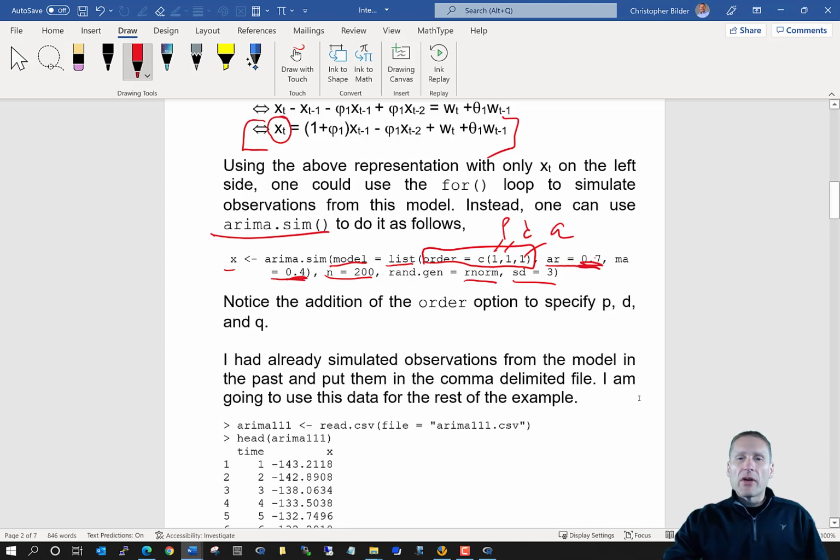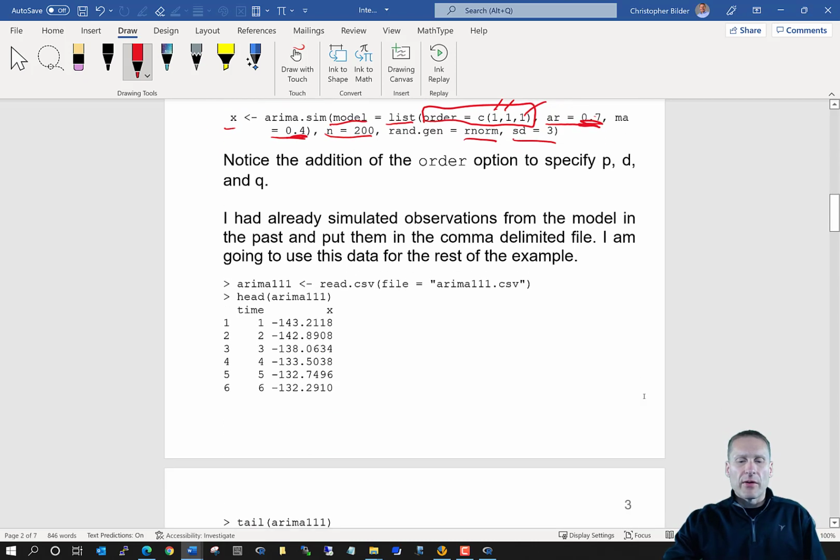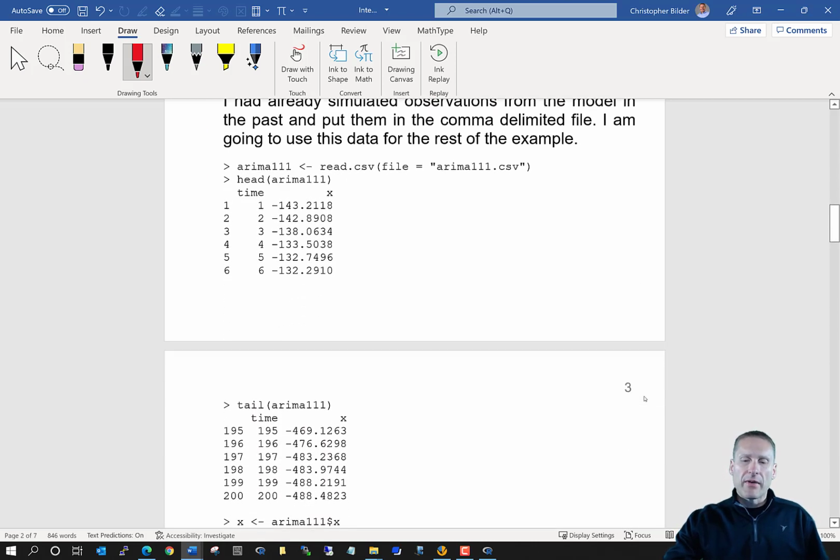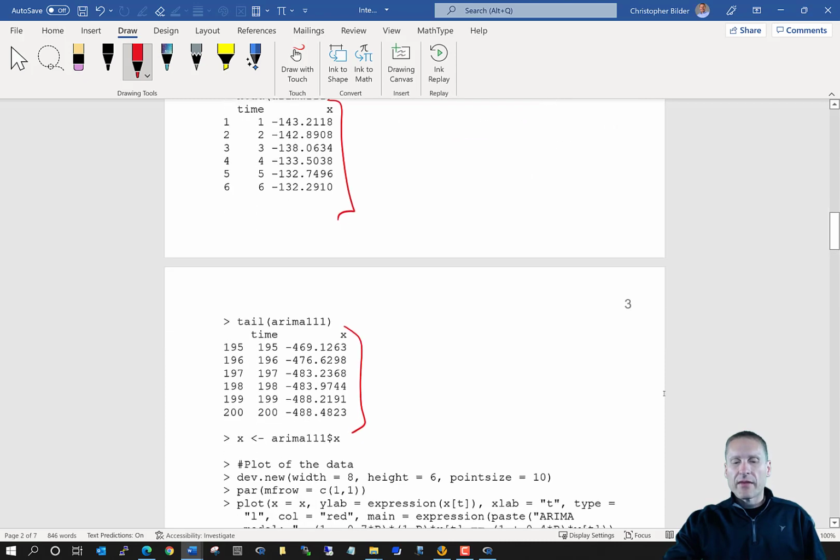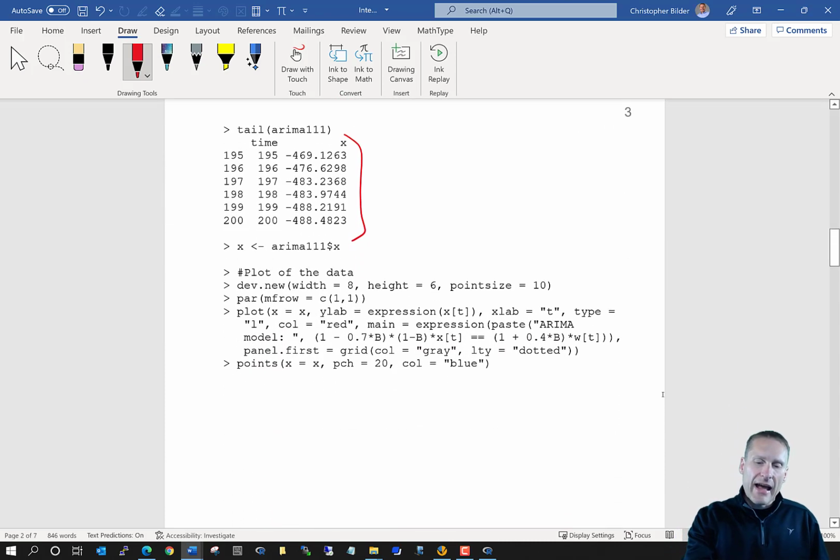Okay, so I've already actually simulated data from this corresponding model. I've saved it into a file called arima111.csv. And so if I read this into an object and take a look at the beginning of it and the end of it, I can compare it to my actual comma delimited file, and indeed I've read it in correctly. I'm going to pull out x from arima111, and that's what I'm going to work with.